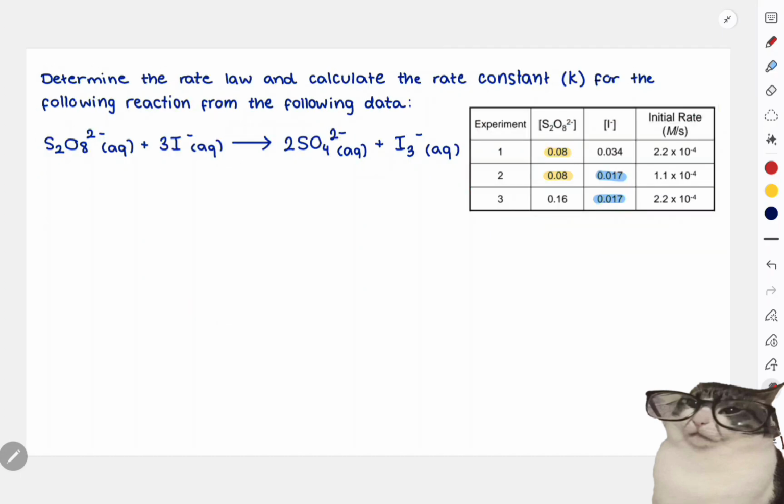So now let's determine the rate law and calculate the rate constant K for the following reaction from the following experimental data. The first step is to establish the rate law.